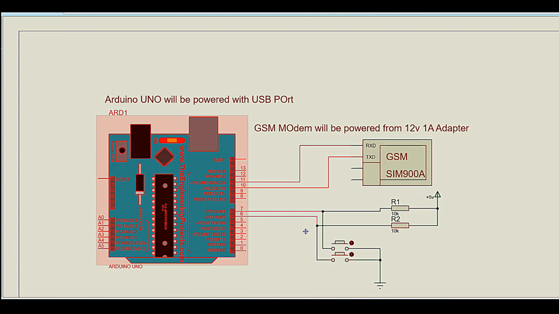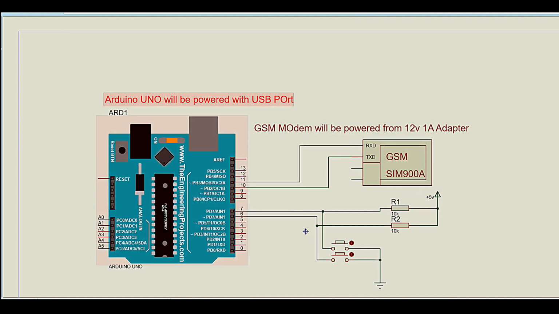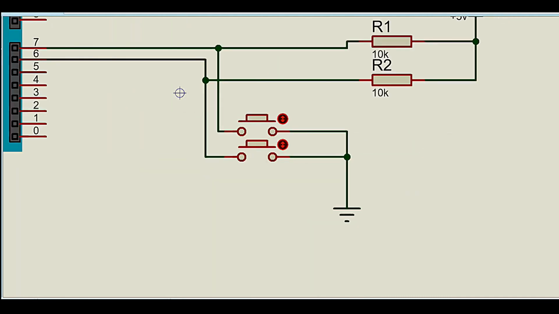This is the Arduino UNO development board, and I will be powering up the Arduino UNO development board with the help of the USB port, and the GSM modem will be powered with a 12V 1 amp adapter externally. And these two push buttons are configured in pull up format. Pull up means when the button is not pressed, I will be having a high signal in the port, and when the button is pressed, I will be having a low signal in the port pin. So this is the logic.